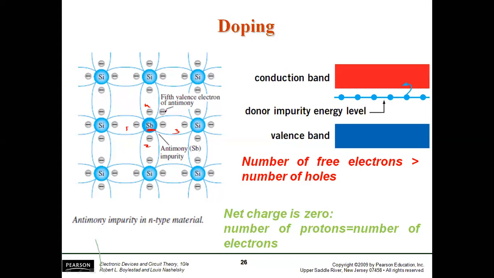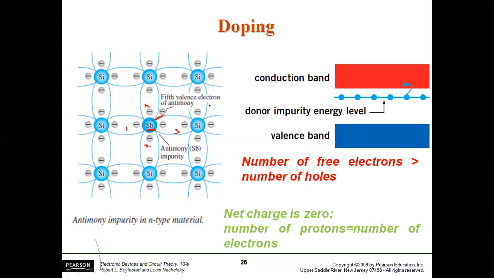But what about this fifth one? This is still bound to this antimony atom, and it cannot be shared by any other atom, because the silicon atom needs only 4 electrons. That's it. So this is loosely bound. Neither is it completely free nor is it in bonded form.